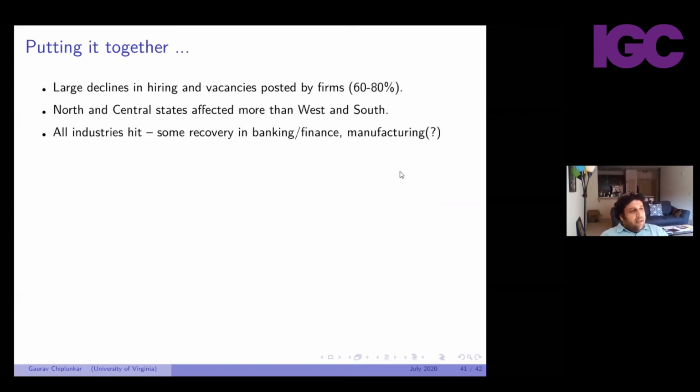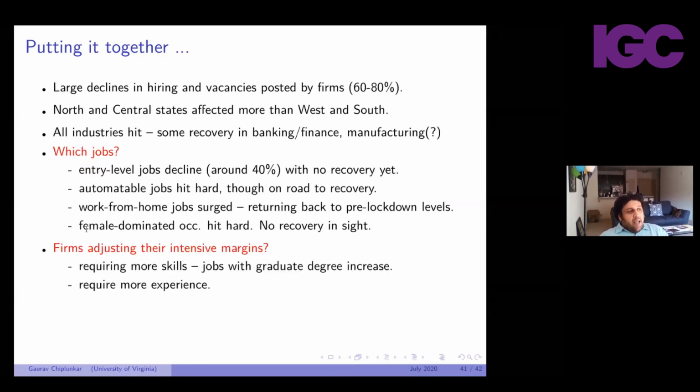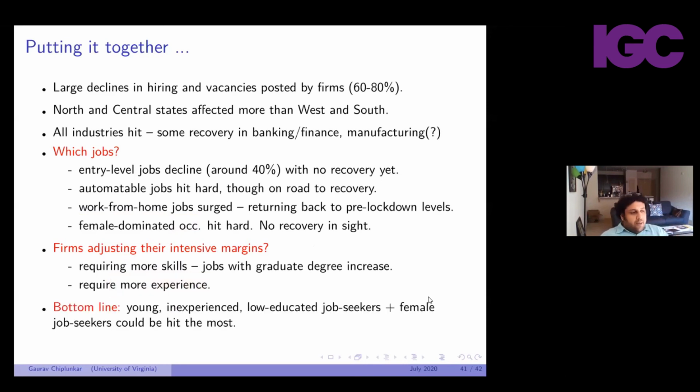Forget the regressions, I think. And so the last point: I didn't show you the one on the regions, but basically you see that north and central states are affected way more than the west and the south. So we seem to be affected much lesser. All industries are hit. So which jobs? I think entry-level jobs and female-dominated jobs are hit hard. And I don't think there's any recovery there at this point, at least from this data. There might be other data. This might be incomplete in that sense, but for what it's worth. And then firms are adjusting by requiring more skills and requiring more experience in their jobs. So that's how firms are adjusting, in terms of the broader labor market and how it's being affected. I think these are useful pointers and real-time data to point us towards which areas we should be thinking about.